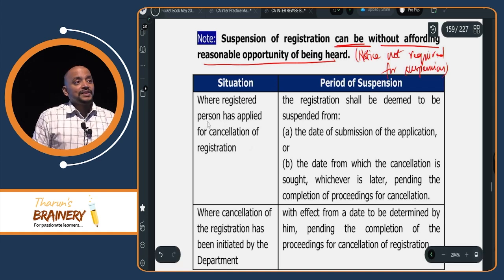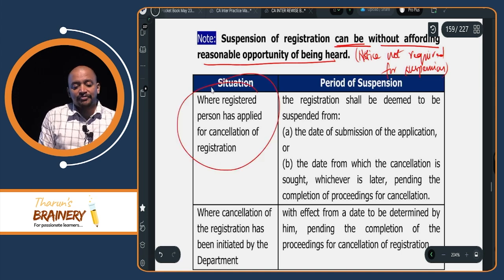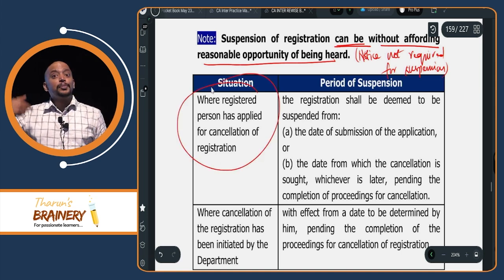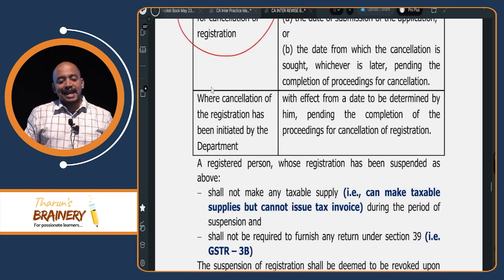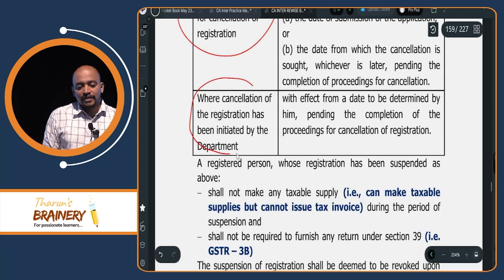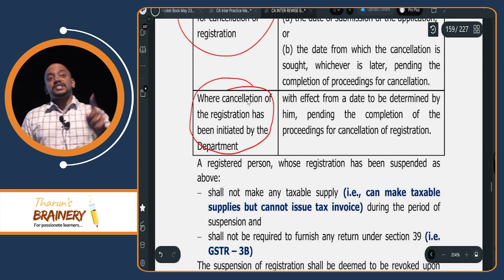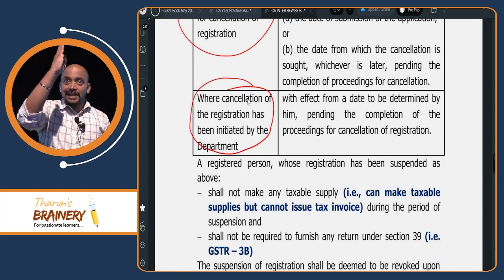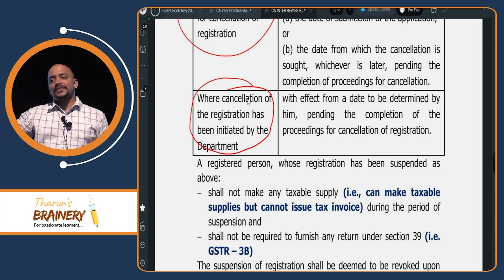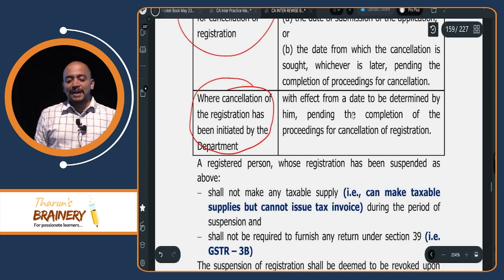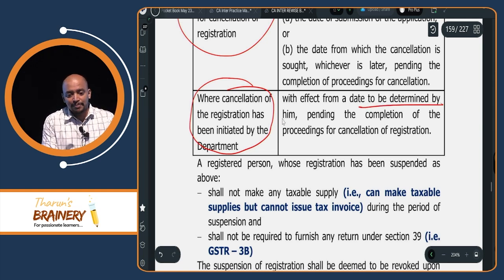This is when the registered person is making application for cancellation. When the proper officer initiates cancellation of registration, he will specify one date. From that date till the conclusion of cancellation proceedings, our registration is suspended, with effect from a date to be determined by the officer, pending the completion of cancellation proceedings.